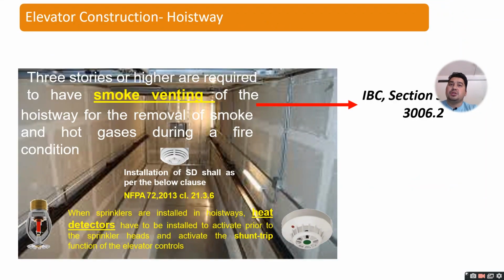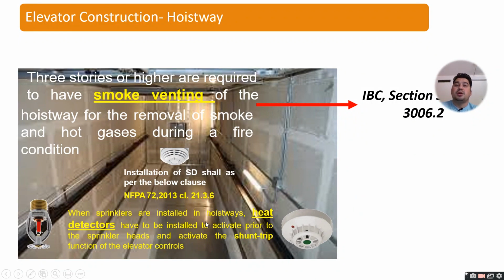Now, the elevator construction hoistway: hoistways 3 stories or higher are required to have smoke venting for the removal of smoke and hot gases during fire conditions. Installation of shunt trip is per the clause NFPA 72, 2013, clause number 21.3.6.